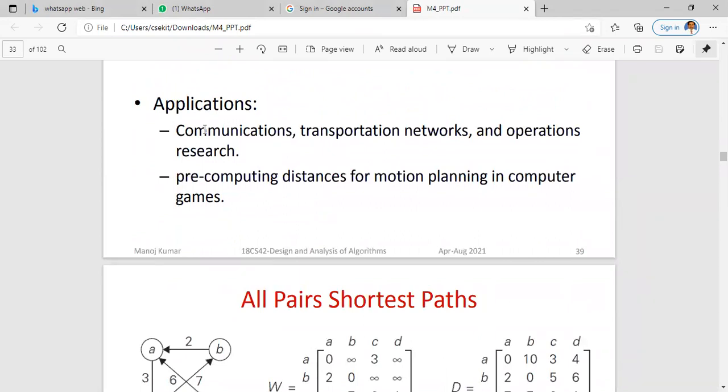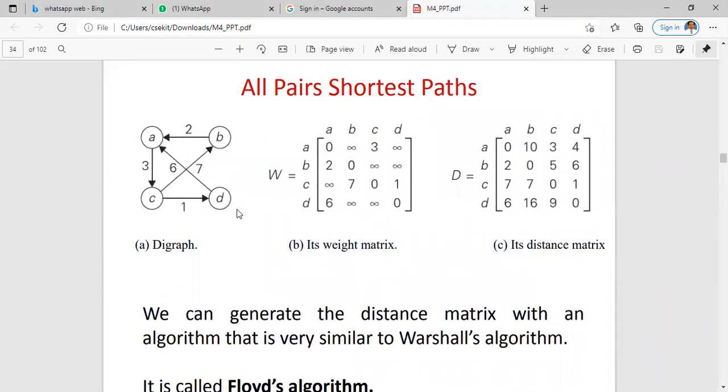Applications, where you come across the applications: communication, transportation networks, operations research. Next you come across pre-computing distances for motion planning in computer games. Okay, so now the all pairs shortest path, I have given this, is similar to Floyd's, similar to Warshall. So digraph, weighted matrix, distance matrix.